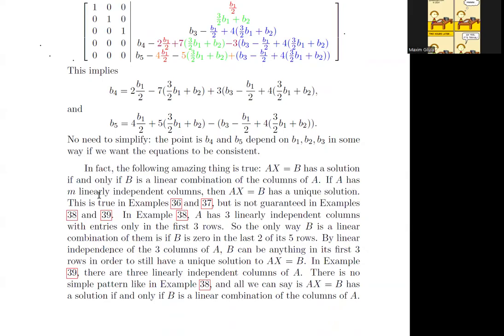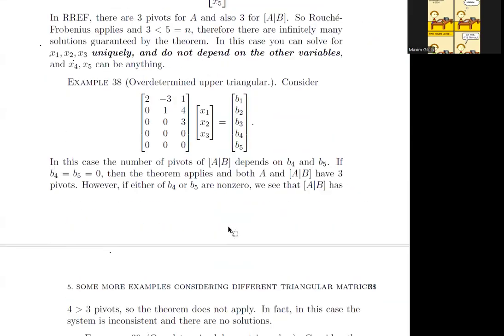And if A has M linearly independent columns, AX equals B has a unique solution since B is M by 1. This is true in examples 36 and 37, these overdetermined systems, but is not guaranteed in examples 38, 39 in the underdetermined systems. For example, we saw in 38, we had 3 linearly independent columns, and here we needed B4 and B5 to be 0 in order to get B1, B2, B3 as linear combinations of the columns of A.